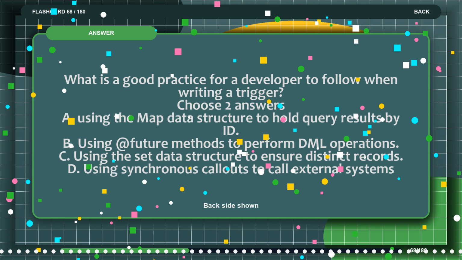What is a good practice for a developer to follow when writing a trigger? Choose two answers: A. Using the Map data structure to hold query results by ID. B. Using @future methods to perform DML operations. C. Using the Set data structure to ensure distinct records. D. Using synchronous callouts to call external systems.